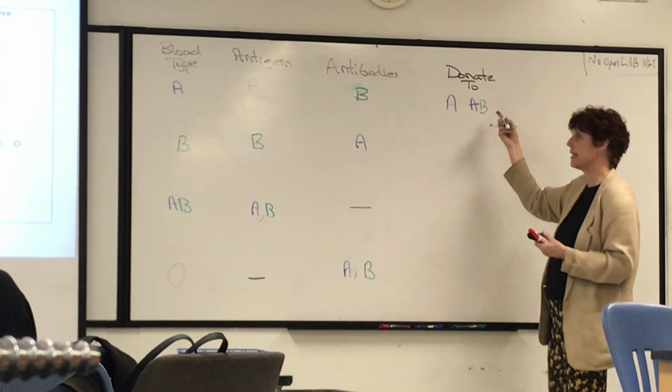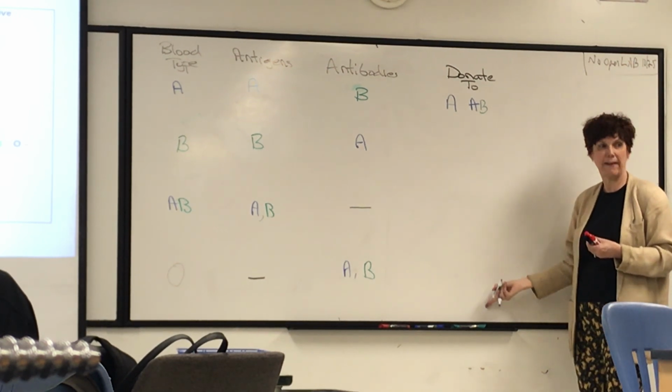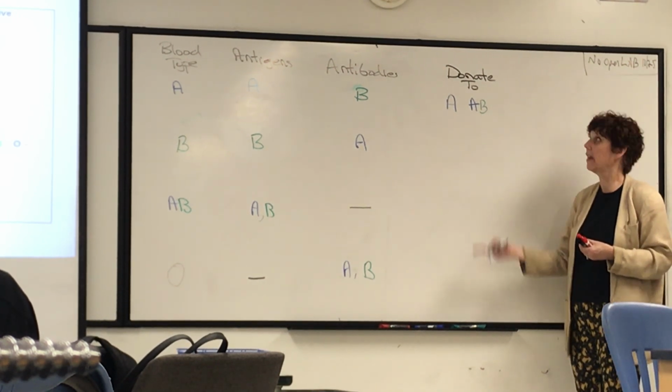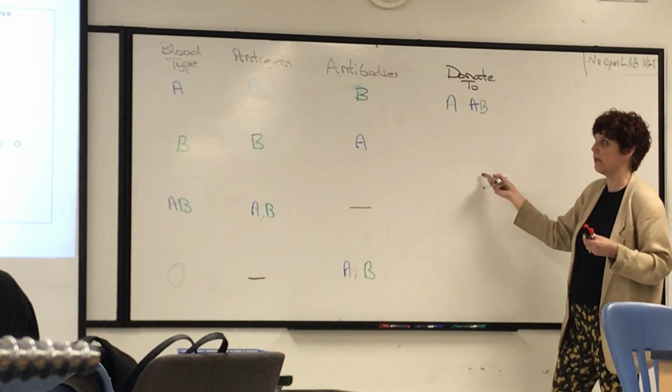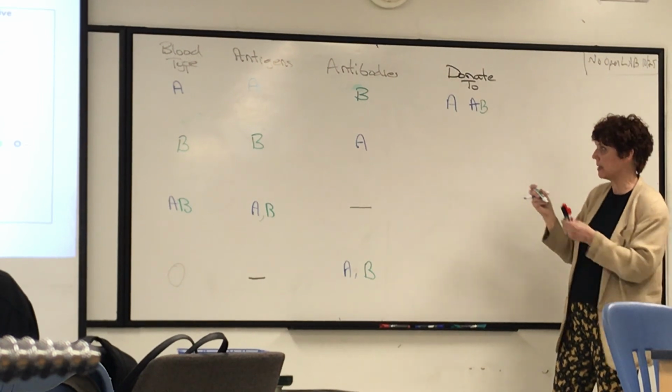All right? You're going to see that as a thing. AB can donate to everybody. Not AB can donate to everybody. All of these blood types can donate to AB. I said it backwards. All right?